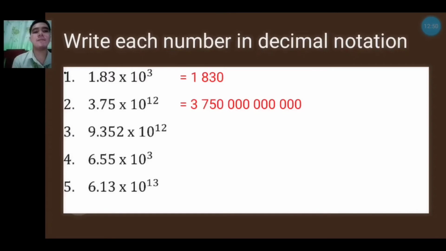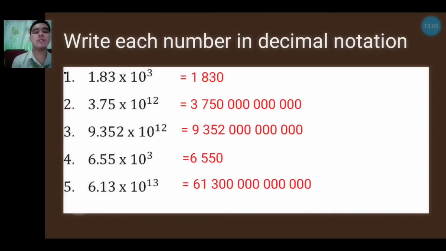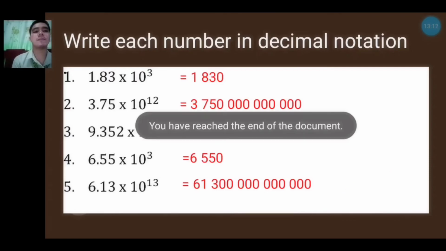For number 3, 9 trillion 352 billion. For number 4, 6,550. And for number 5, we have 61 trillion 300 billion. Okay? So just check your answer.